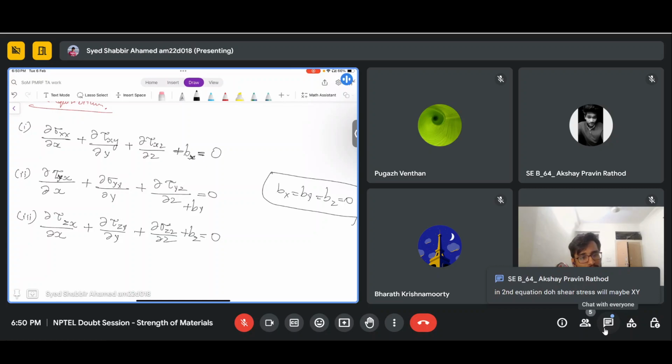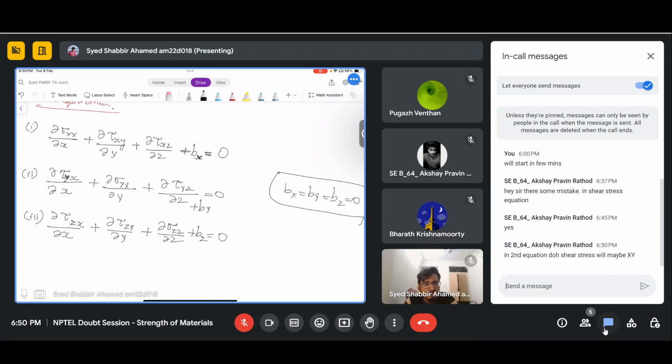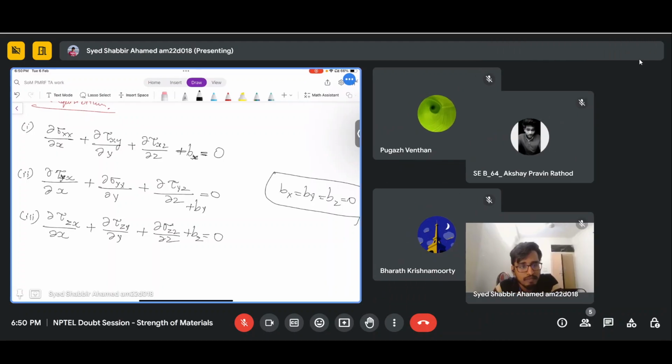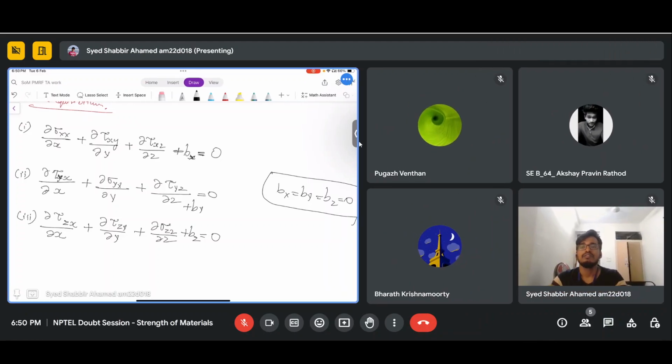And you have surface forces. Surface means surface traction, which can be taken as Newton per meter square, or force per unit area. Traction forces. So this one I'll explain how it will come.